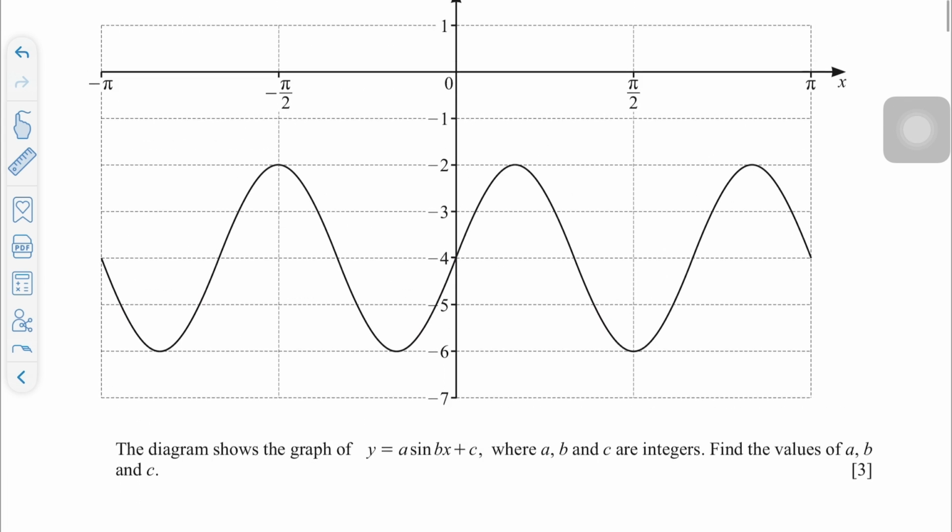So we are given question 1, which is: the diagram shows the graph of y equals a sin bx plus c, where a, b, and c are integers. Find the values of a, b, and c.